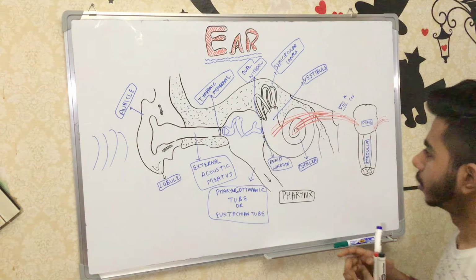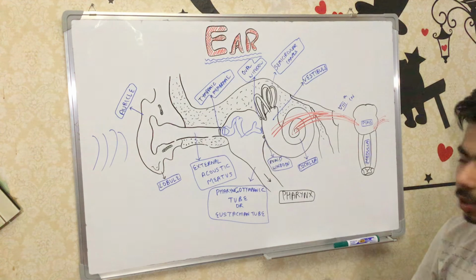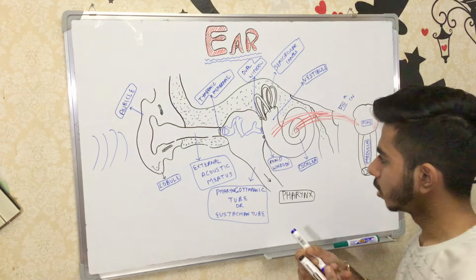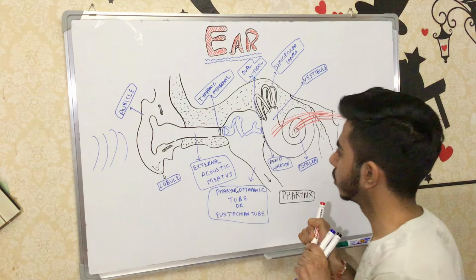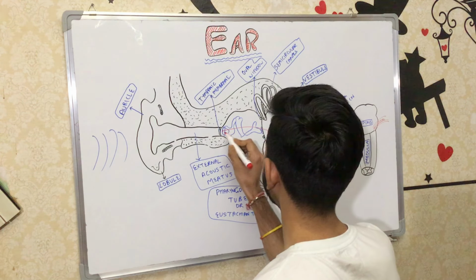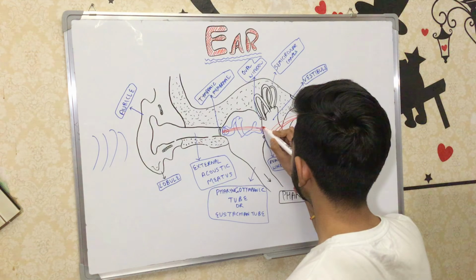Now two muscles are very important, which are coming from the middle ear. That is the tensor tympani, coming from the tympanic membrane. So the tensor tympani muscle, and the stapedius muscle.